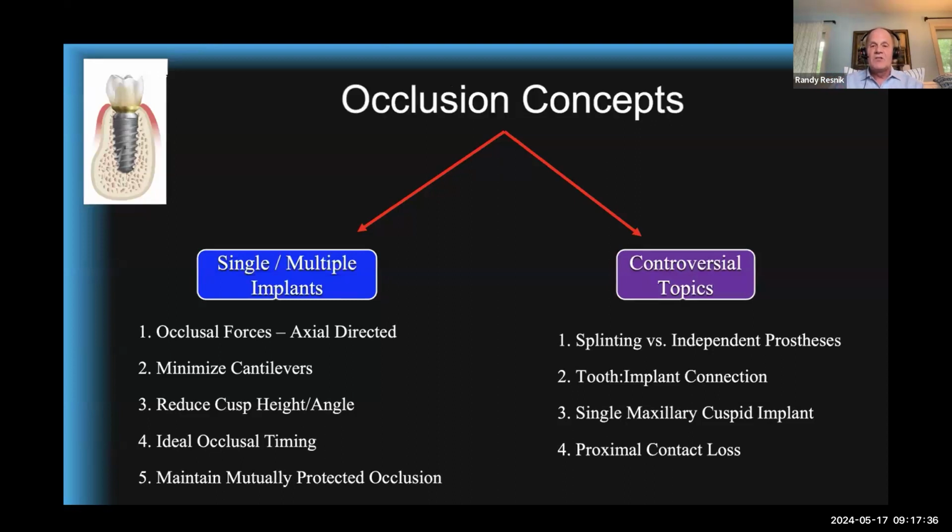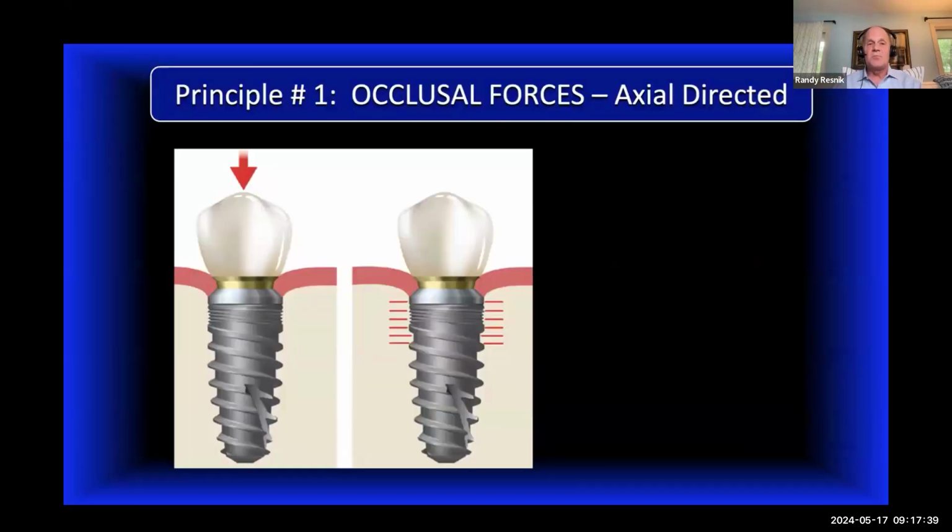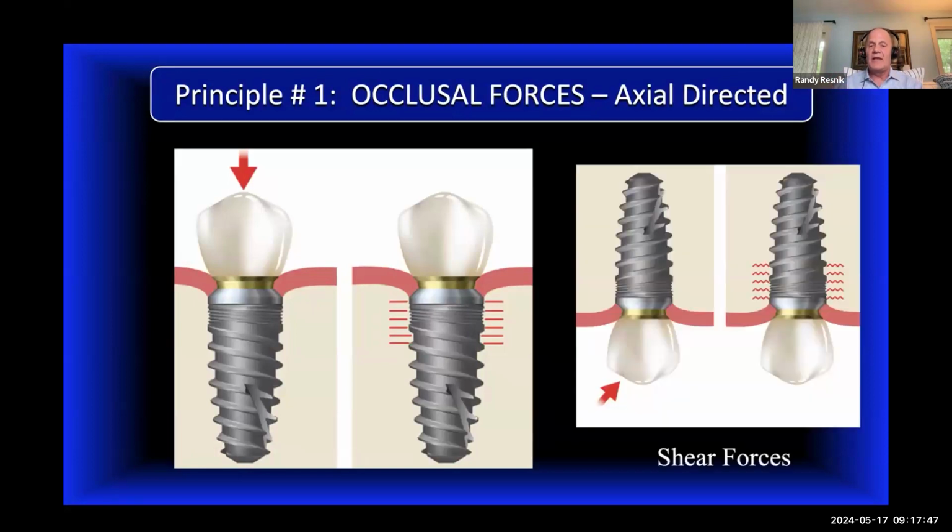So if we look at principle 1, our occlusal forces ideally should be directed along the long axis of the actual implant. We know if we have an angled force or a non-axial force, that develops a shear force. We know that bone is weakest in shear. We know that the crestal bone around the implant takes most of those forces.